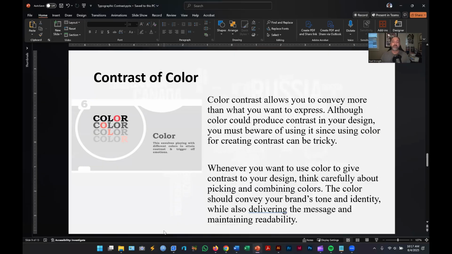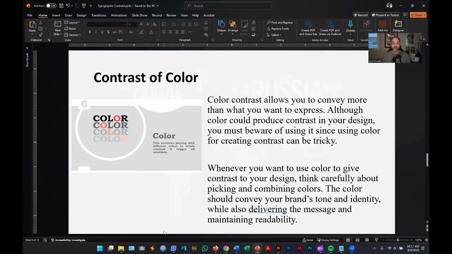So color contrast allows you to convey more than what you want to express. Although color could produce contrast in your design, you must be aware of using it since using color for creating contrast can be tricky. And that's the thing, we want to be careful. Do we want something to stand out? Because red and orange are going to stand out more than blue or green.